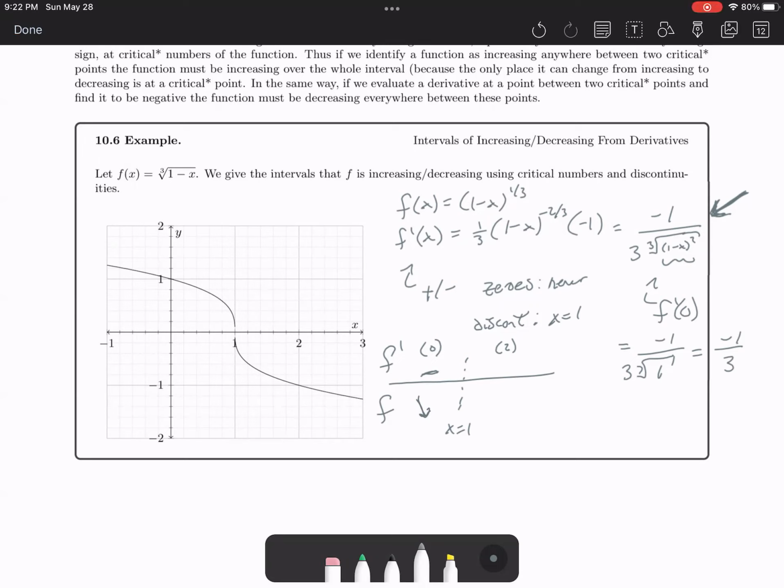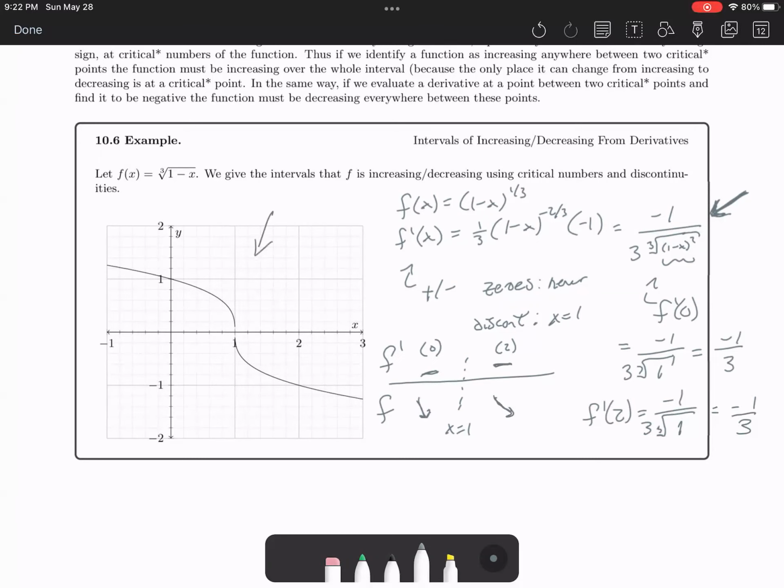Now let's look at 2. F prime at 2 is minus 1 over 3 times the cubed root. 1 minus 2 is minus 1. Minus 1 squared is 1. Cubed root of 1. Oh, well, we get the same thing. Negative. Right? Again, just because you can change sign doesn't mean you have to. Our original function is also decreasing there.